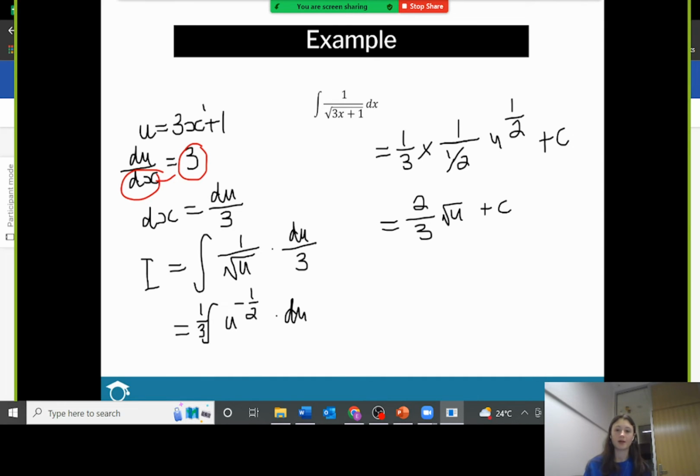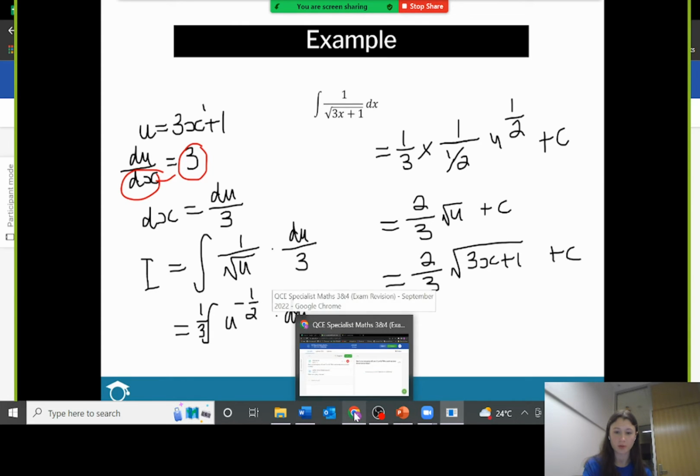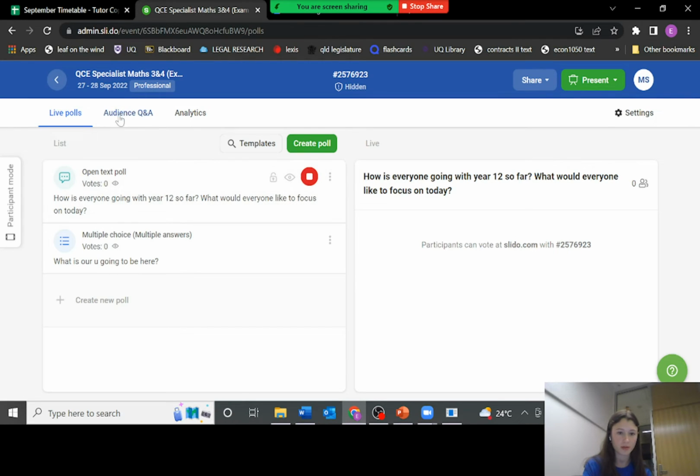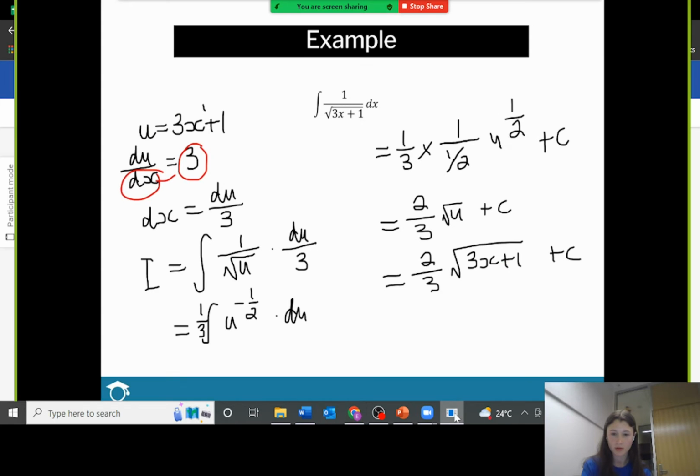And then we need to express this back in terms of x. So we're going to sub in 3x plus 1 for u again. So we're going to get 2 on 3 root 3x plus 1 plus c, and that is our indefinite integral. So, if anybody had any troubles with that, again, just chuck your question in the question sections of the slider. I'll just have a quick look to see if anybody was having any trouble with anything. No. Okay.